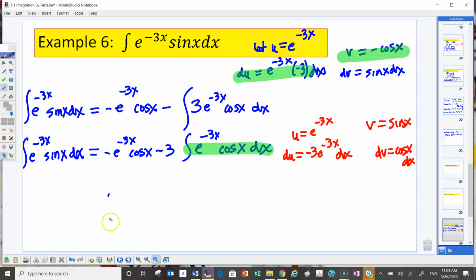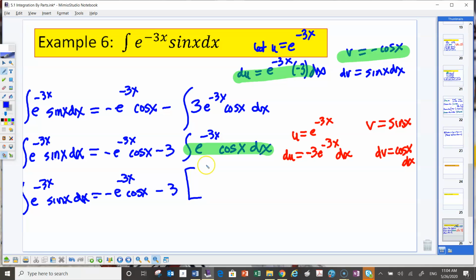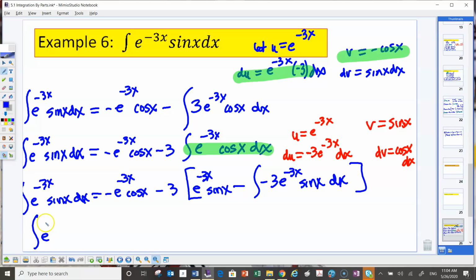So again, we have our original question, e to the negative 3x sine x dx, is equal to negative e to the negative 3x cos x minus 3 times, using integration by parts, e to the negative 3x times sine x, so that's u times v, minus the integral of v du, which is negative 3 e to the negative 3x times sine x dx. So, our original question again.